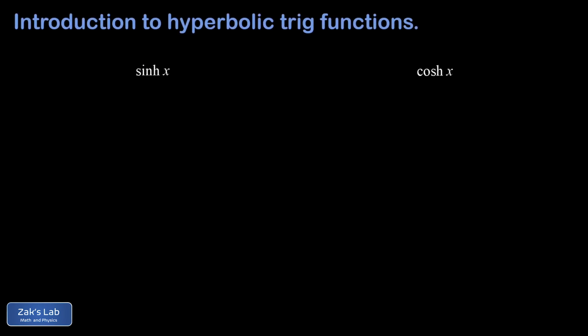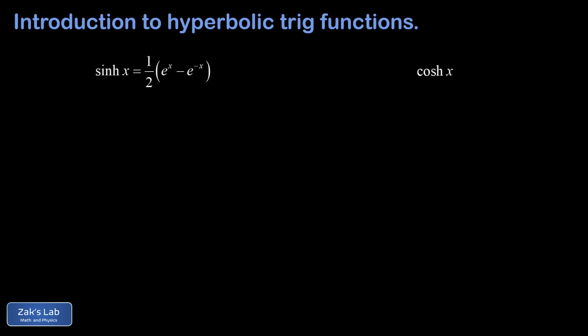This video is a quick introduction to the hyperbolic trig functions sinh of x and cosh of x. Now at the beginning of a Calculus 1 course, most students have never seen these functions before, but they're simply defined in terms of the elementary exponential functions e to the x and e to the negative x.